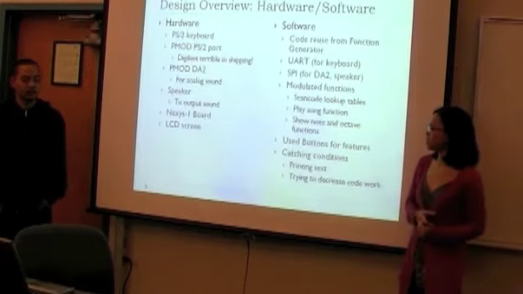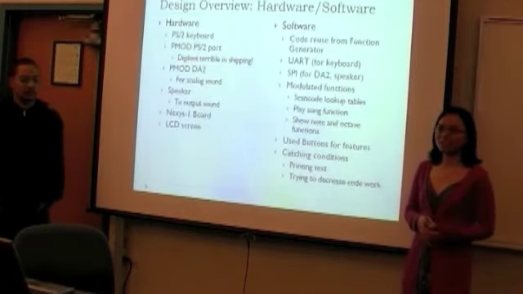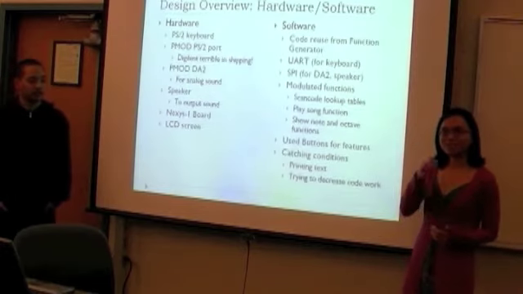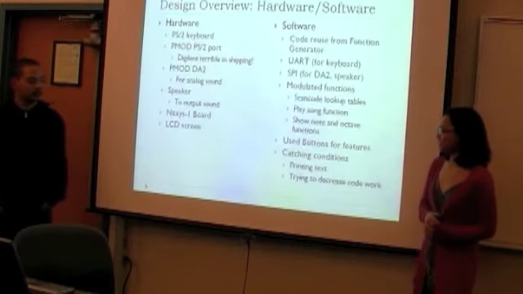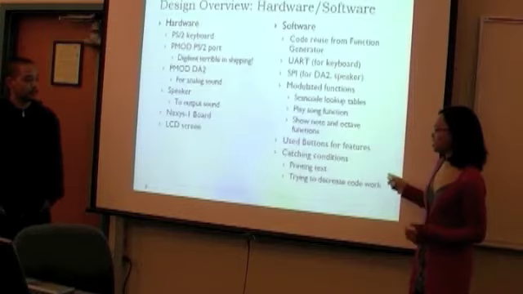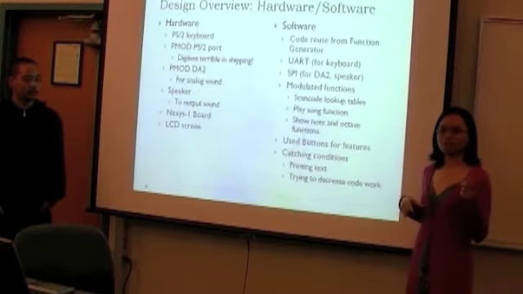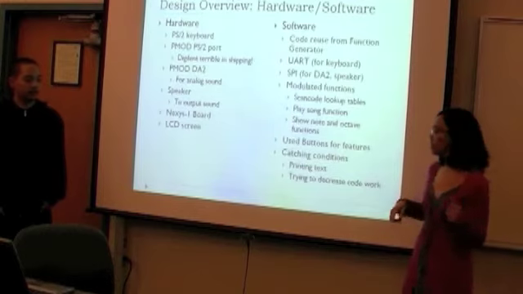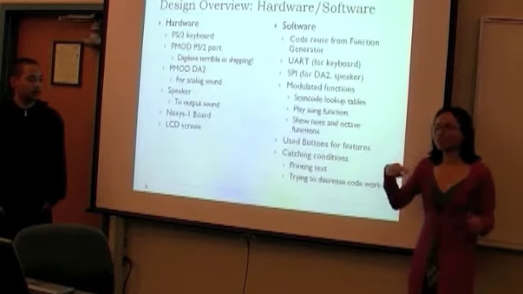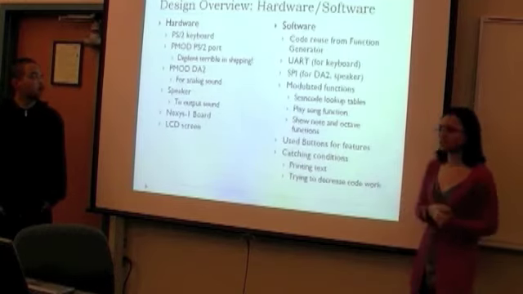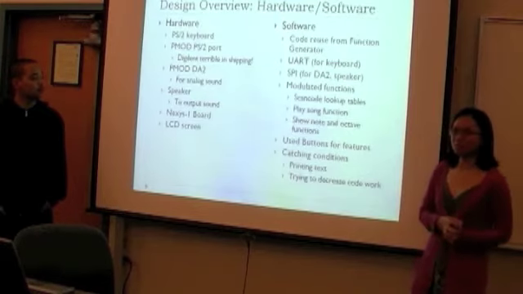Other examples: we use buttons for features because input/output was much better than UART. And we had catchment conditions. That's why, in the previous slide when we showed the software flow diagram, we had to do it all sequentially, and we were trying to find ways to make the code not run so frequently.